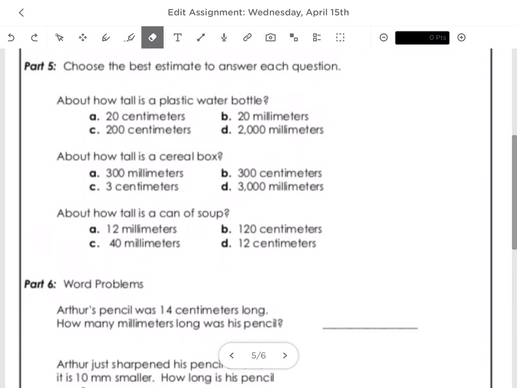Part 5, these are just choosing the best estimate. If you think about a plastic water bottle, how many centimeters of water do you think is in that? Or is it going to be measured in millimeters? Okay, so you want to think about the best estimate of how you would measure these options.